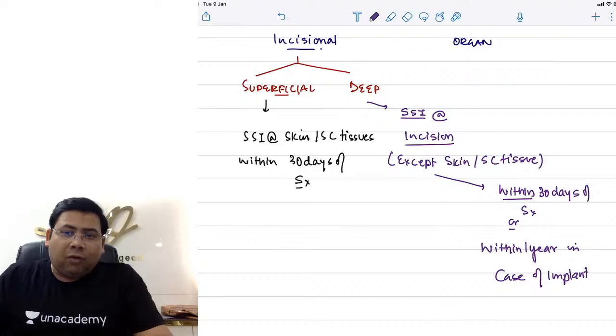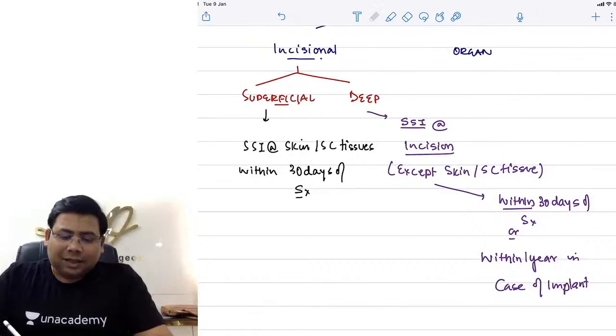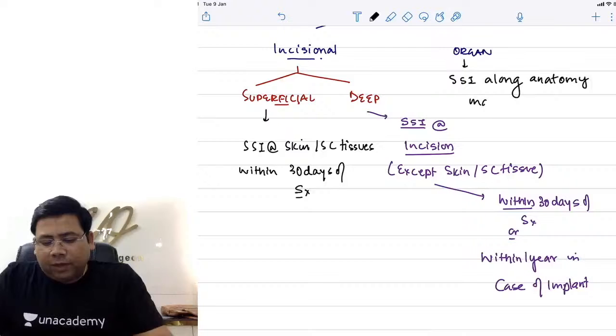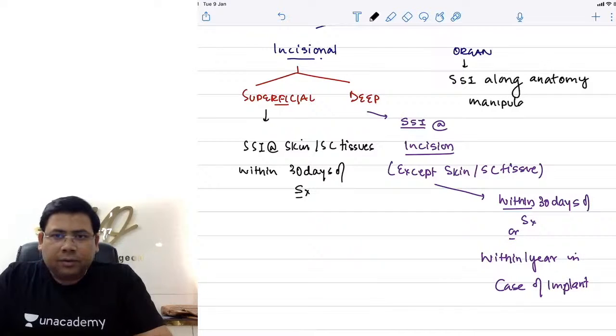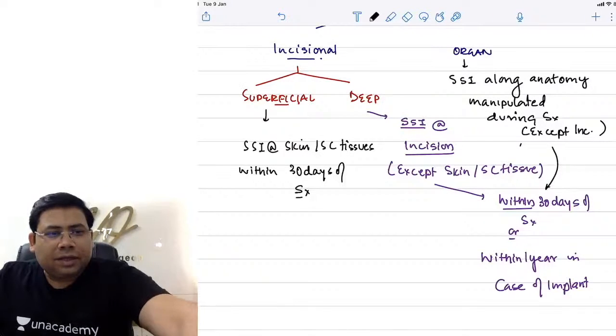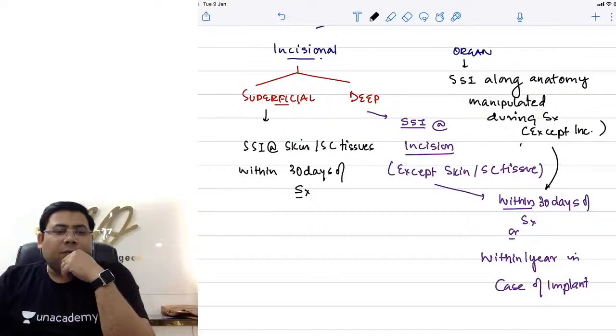When we talk about organ SSI, what is the concept? This is the SSI along anatomy manipulated during surgery, except incision. So everything except incision is covered here, within 30 days of surgery, or 1 year in case of implants.